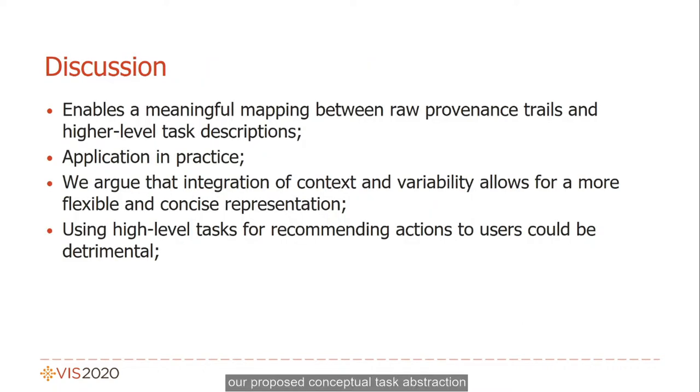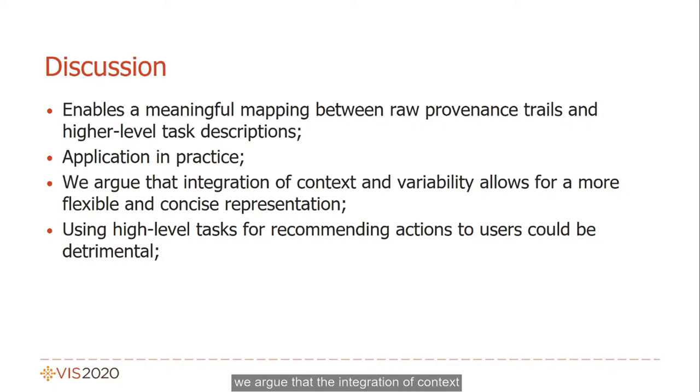Our proposed conceptual task abstraction framework enables a meaningful mapping between raw provenance trails and high-level descriptions of tasks. We note that our proposed framework is conceptual and has not yet been proven in practice. However, we illustrate application in an activity analysis scenario by showing how the task hierarchy and abstraction mapping mechanism are constructed based on a provenance generated from low-level actions observed from a video inspection and derived high-level tasks.